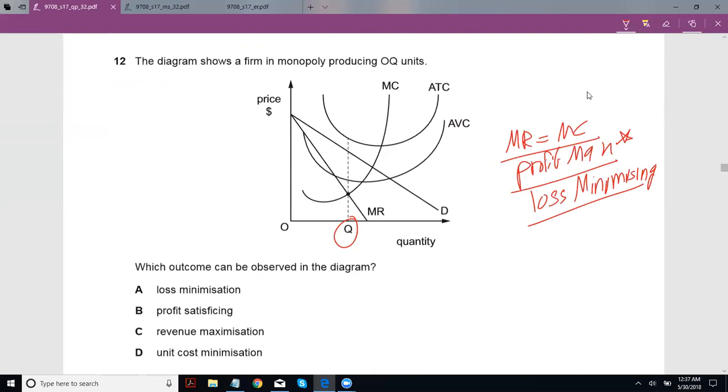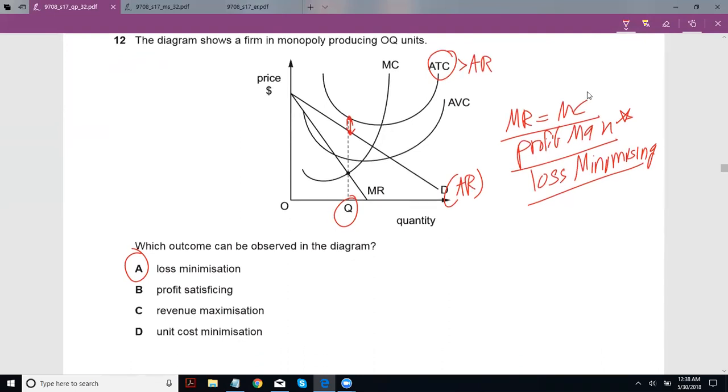Now I believe the reason you can pick that option is because if you look at the average total cost curve, it's above your average revenue curve. Your demand curve is your average revenue curve. Remember that. So this vertical distance is your per unit loss, because ATC is greater than your average revenue at that particular point. So instead of a profit maximizing point, you can call it a loss minimizing point.